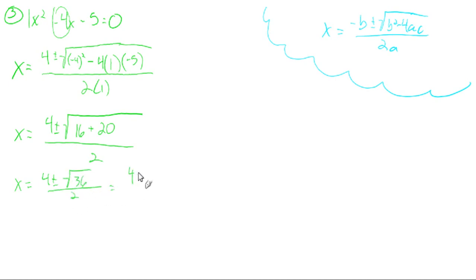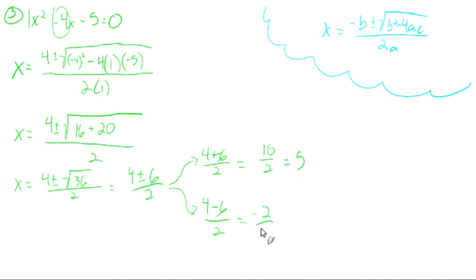That's 4 plus or minus 6 over 2. So that's 4 plus 6 and 4 minus 6. Two different answers. 4 plus 6, divide that by 2, and then do 4 minus 6 and divide that by 2. So this will be 10 divided by 2, so that'll be 5. This will be negative 2 divided by 2, so that'll be negative 1. So 5 and negative 1 are the solutions for number 3.